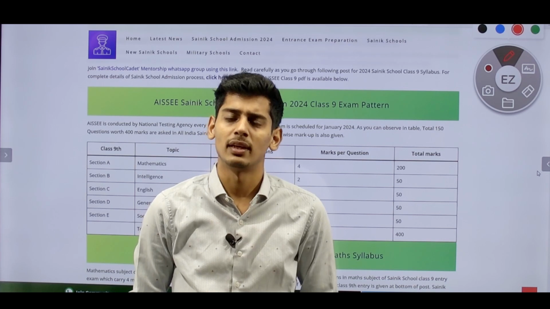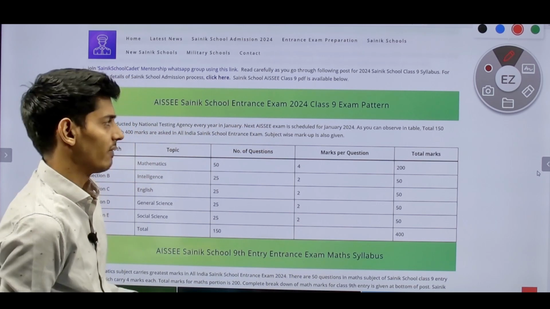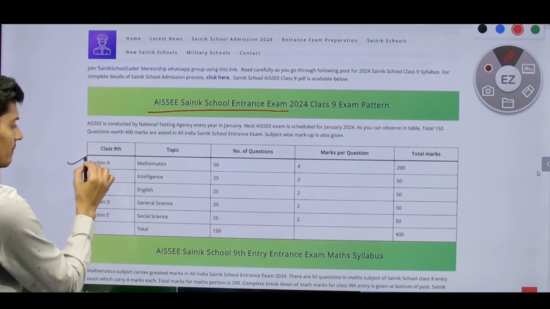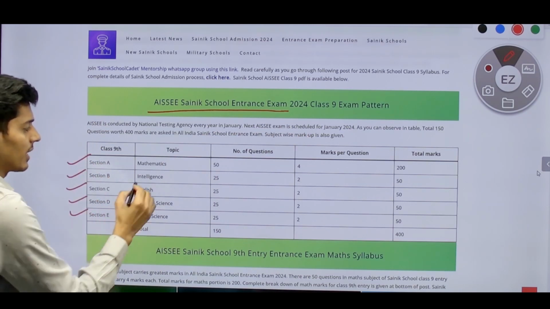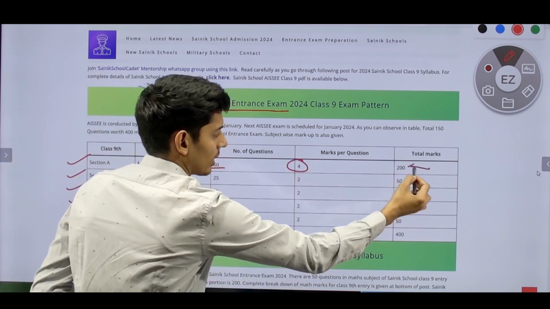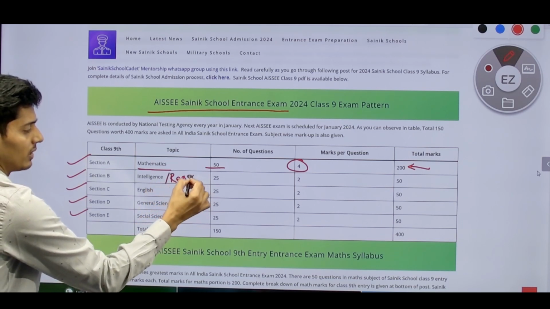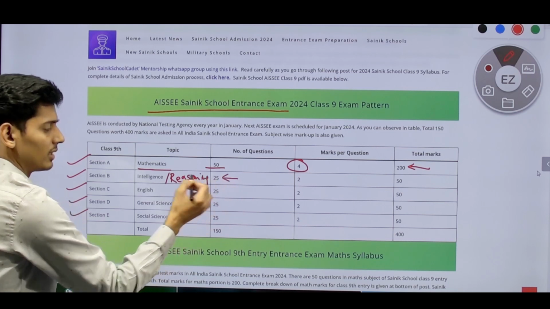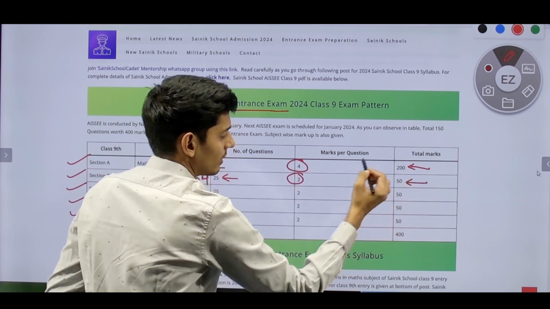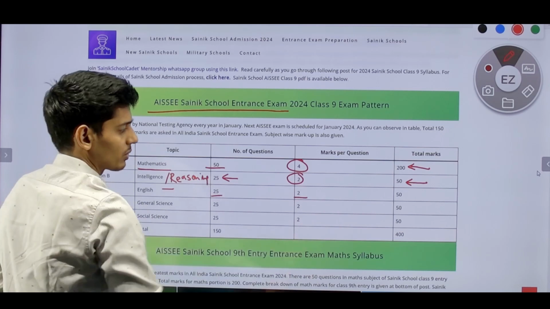Now let's move ahead with understanding the mark scheme of Class 9th admission in All India Sainik Schools. Have a look at the screen. In Class 9th entry of the All India Sainik School Entrance Exam, there are basically 5 sections, given in a particular order. In section A, we have mathematics, which contains 50 questions, 4 marks each, totaling 200 marks. In section B, we have intelligence, another name for the reasoning portion. We have 25 questions, the same number as in Class 6 admission, at 2 marks each, so the total is 50 marks. In English, we have another 25 questions, 2 marks each, 50 marks in total.